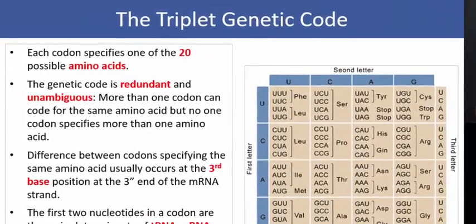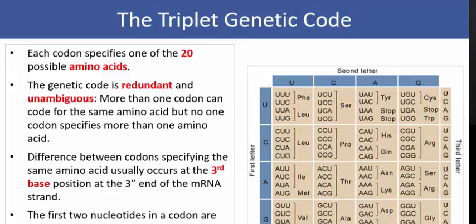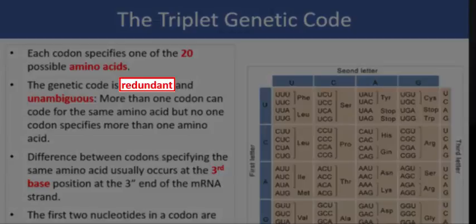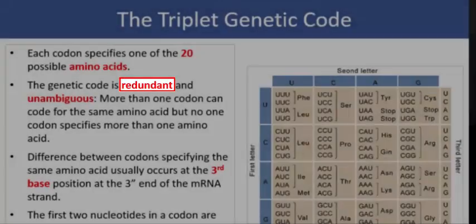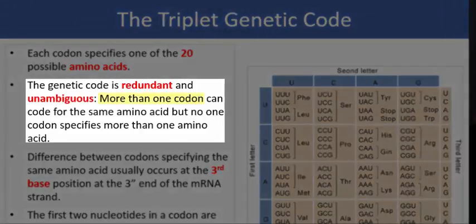Now, because we only have 20 amino acids but we have 64 possible codons, it means that either some of these nucleotide triplets are never used, or the code is redundant, and some amino acids are specified by more than one triplet. It just so turns out that what is actually true is that some amino acids are specified by more than one triplet. Okay?